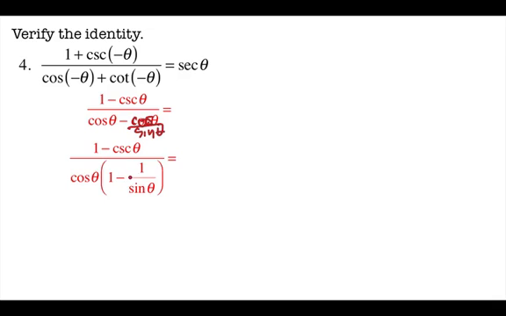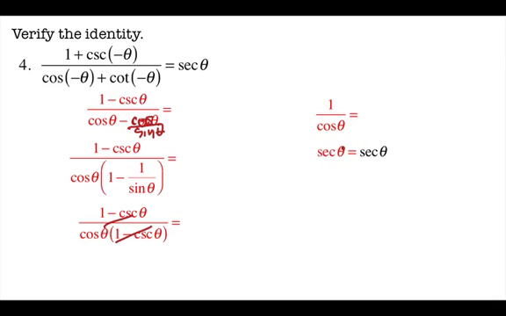And then at this point, I leave the numerator alone, but now I'm going to do something with the, actually, I take it back. I'm just going to rewrite this binomial here in the denominator, and I get 1 minus cosecant of theta. At this point, you should be able to see that you have a common factor. So this goes away. I'm left with 1 over cosine of theta, and I know that this is equal to secant of theta, which is equal to my right-hand side. So I'm done with number 4.